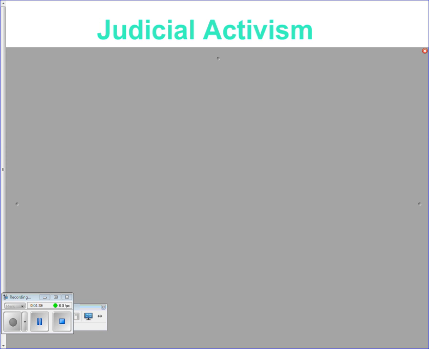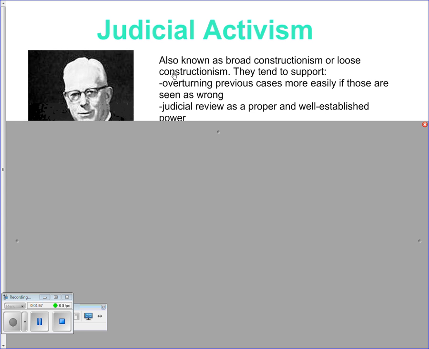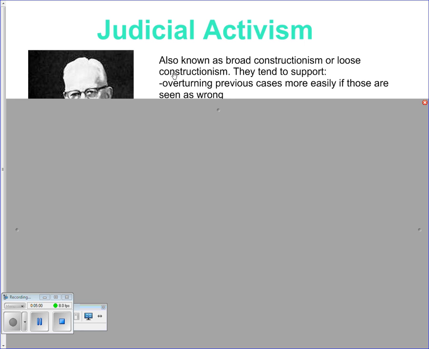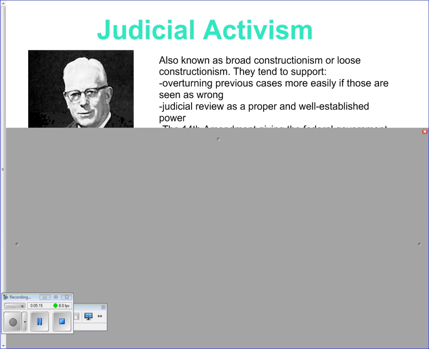Now judges generally have 2 types of philosophies. If you're reading The Nine or Supreme Conflict, they get into this a lot. Some judges are said to practice judicial activism. This has become kind of a bad word in politics, but it's usually used to describe more liberal judges. If you practice judicial activism, you also are a loose constructionist to the Constitution. You tend to support overturning previous cases more easily if they're seen as wrong. So if you're an activist, you're going to be more likely to overturn cases. You're more doing something. Think of it like that.